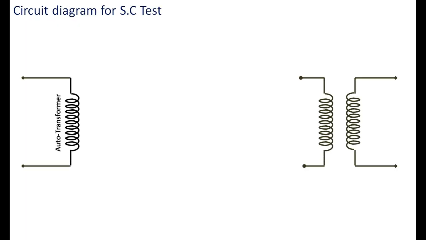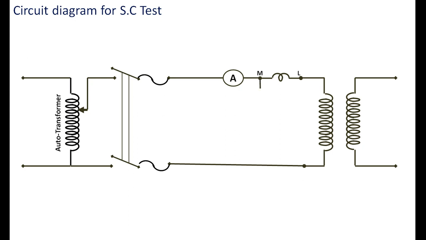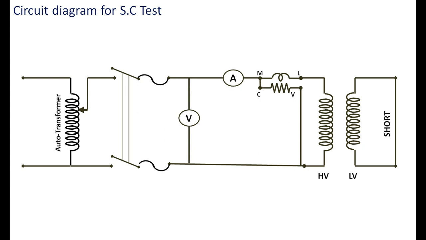There is a transformer and an auto transformer. From the auto transformer, we are giving supply to the HV side of the transformer. In this case, because it is a short circuit test, we have the ammeter, wattmeter, potential coil and the voltmeter, and you are short circuiting the secondary of the transformer, that is, in this case, the LV side. All our meters are connected on the HV side of the transformer, and we have to inject the current such that the full load rated current flows.